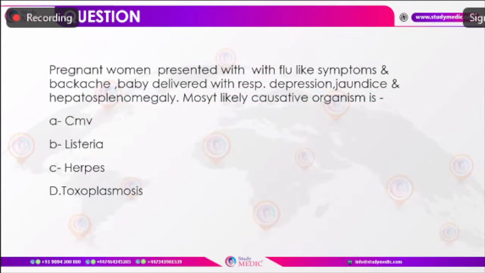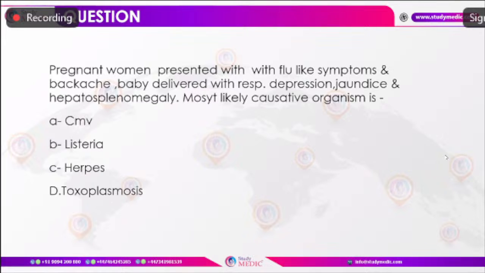Going on to another scenario, we have a pregnant woman presented with flu-like symptoms and backache, baby delivered with respiratory depression, jaundice, and hepatosplenomegaly. What do you think is the most likely cause of organism in this particular presentation?